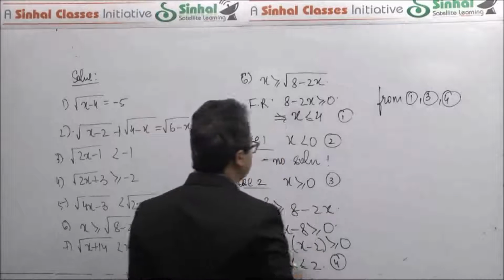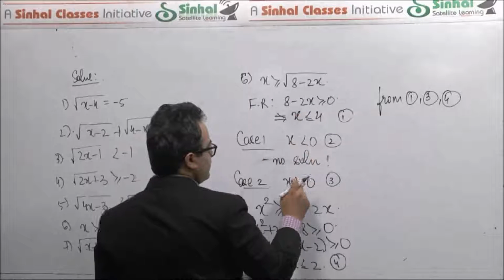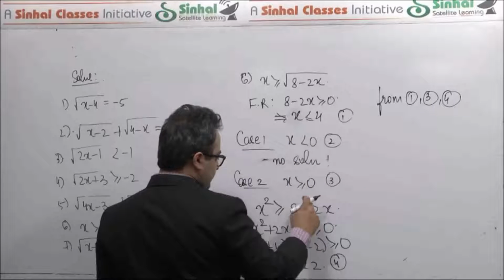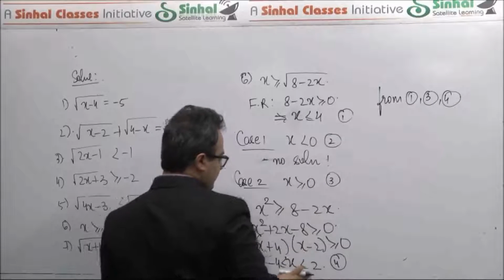Which will give you then, if I take an intersection of 1 and 3, I'll get 0 to 4. Then 0 to 4 intersected with this interval gives me 0 to 2.